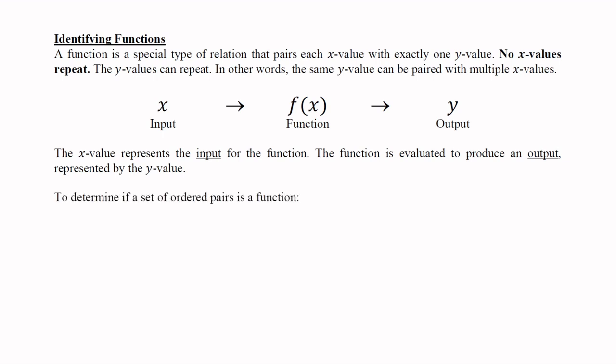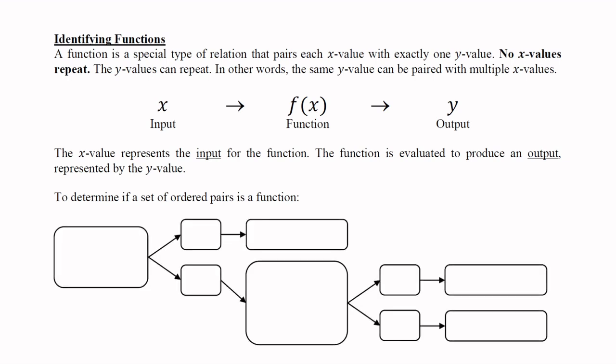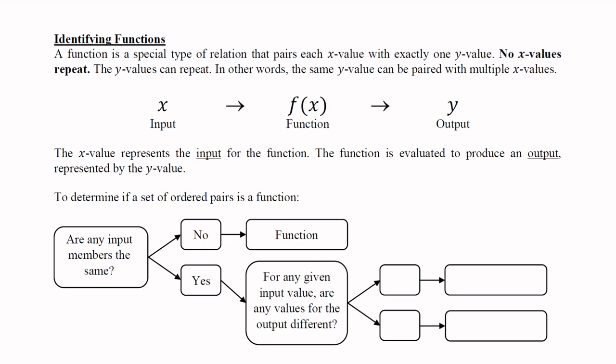To determine if a set of ordered pairs is a function, you can use this flow diagram. So the first thing you want to ask is, are any input members the same? If none of the input members are the same, then you have a function. If you do have input members that are the same, then you have to ask this question. For any given input value, are any values for the output different? If no, then you have a function. If your answer to this question is yes, then it is not a function.